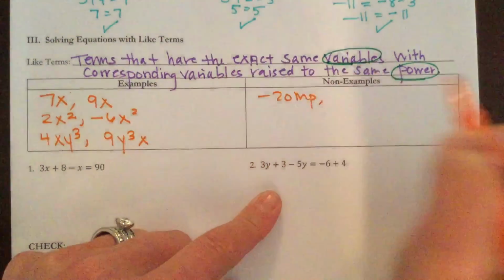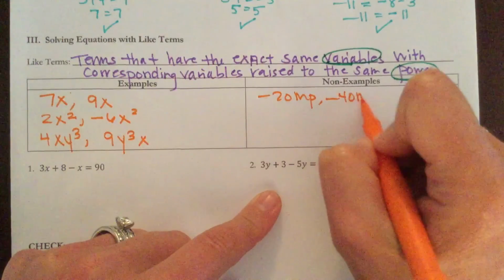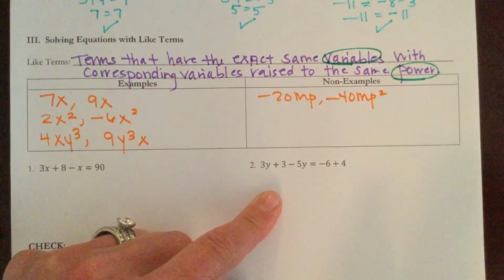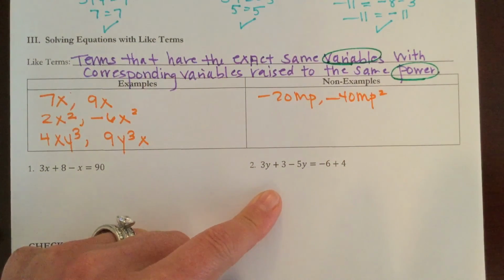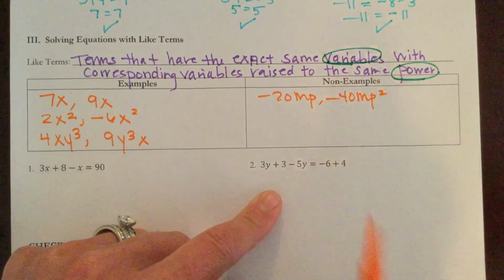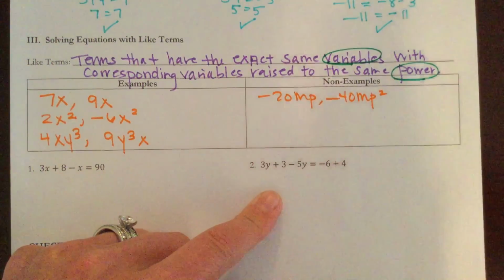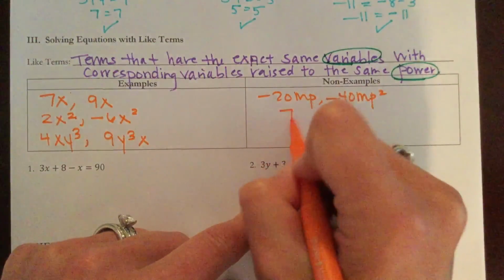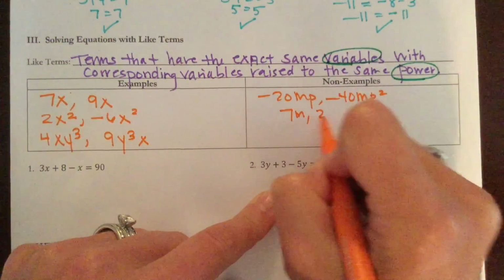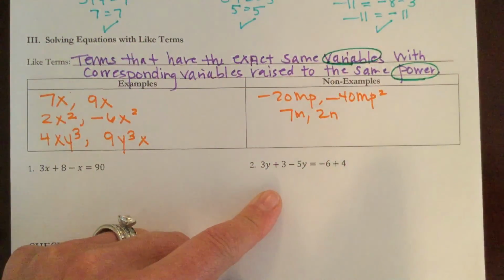-20mp and -40mp squared are not like terms. While these two terms contain the same variables, those that are corresponding are not raised to the same power. We see that this p is raised to the first power, while that one is being squared. A second example of something that is not like terms is 7m and 2n. We can see in that case, these two do not have the same variables.